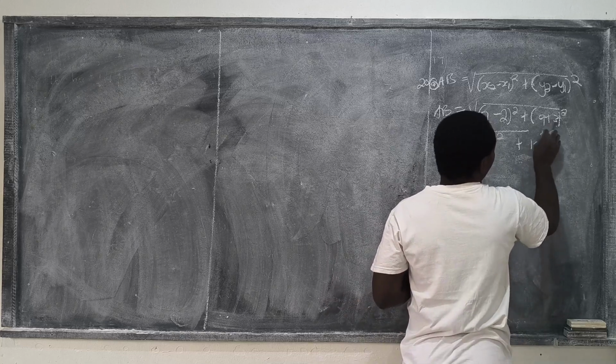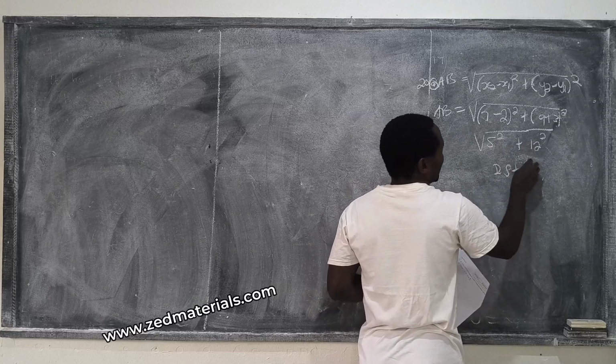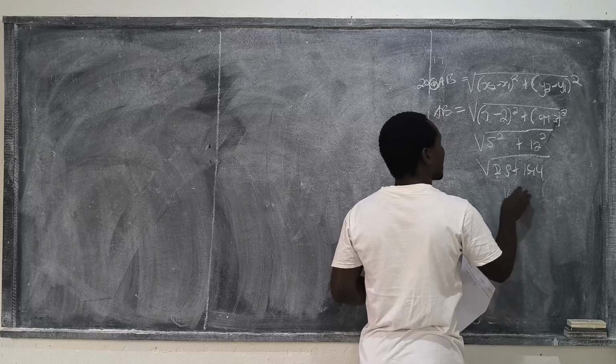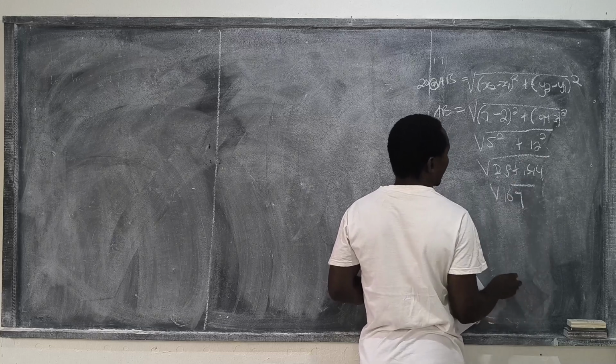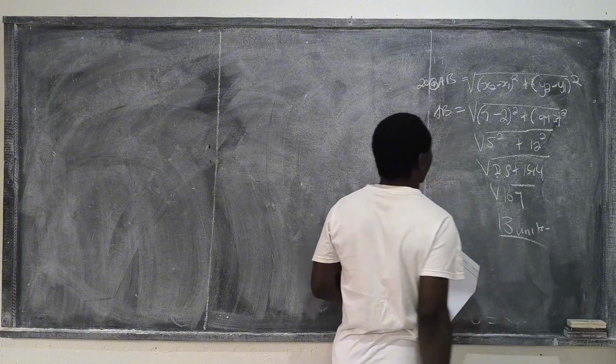So you have 12 to the power 2. Then 5 squared, you get 25 plus 144. The square root there. So you add these two, you have 169. The square root of 169, that is 13. So you have 13 units as your answer for A.